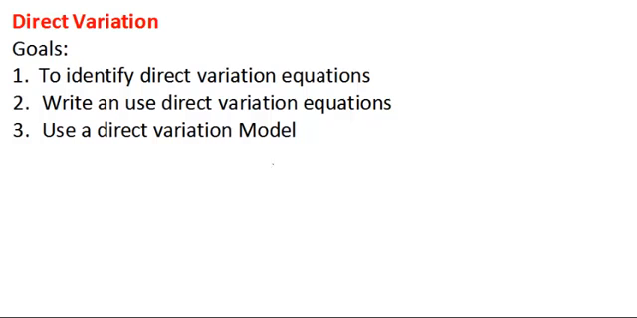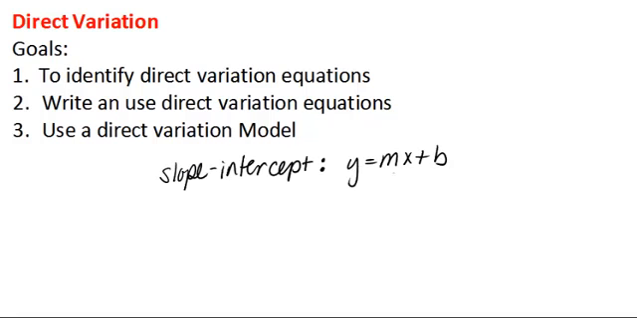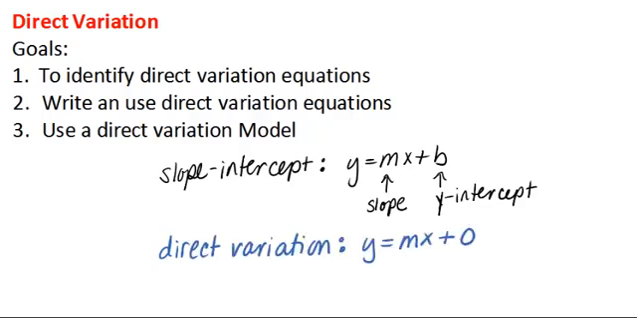Now, you guys have seen this model, slope-intercept form. Slope-intercept form is y equals mx plus b, where m is the slope or your rate of change and b is your y-intercept. The only difference between slope-intercept form and direct variation form is that your y-intercept is always 0. So direct variation is going to look very similar. In a direct variation model, you're going to have y equals mx plus 0, where m is still your slope, but your y-intercept is always 0.